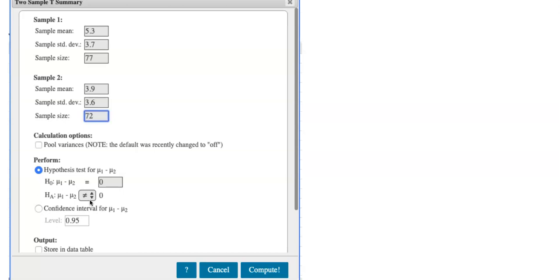And very often you are going to conduct these two-sided tests unless you read a problem and there is a very good reason to believe that we should probably do a one-sided test. But they didn't really type that in the problem, right? So we're just going to go ahead and do a two-sided test and hit compute.